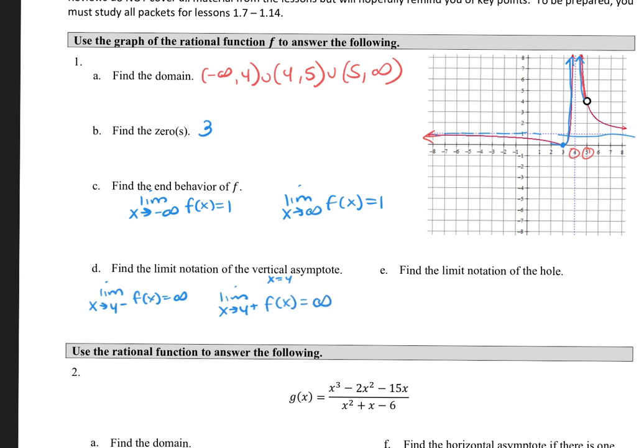And then our hole, to describe the hole, we want the coordinates, which is 5, 4. So the limit as x approaches 5 from the left and the limit as x approaches 5 from the right are both the y coordinate of the hole, which would be 4.